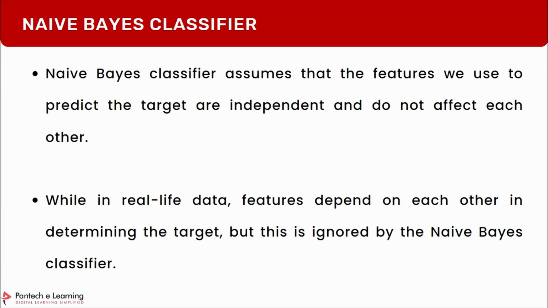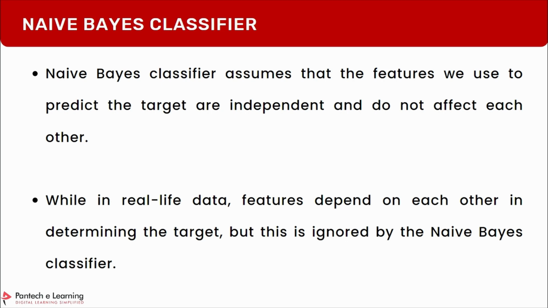The naive Bayes classifier assumes that the features we use to predict the target are independent, do not have any relation, and do not affect each other, while in real data, features depend on each other in determining the target. But this is ignored in the naive Bayes classifier. Remember, we have used some other algorithms for classification or regression. We used single data and multiple columns can also be used, and they will be interlinked. But here that is ignored, because that's the assumption: the features used to predict the target are independent and do not affect each other.